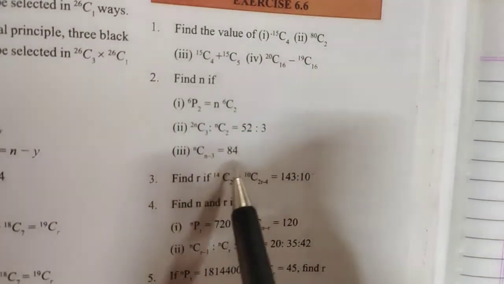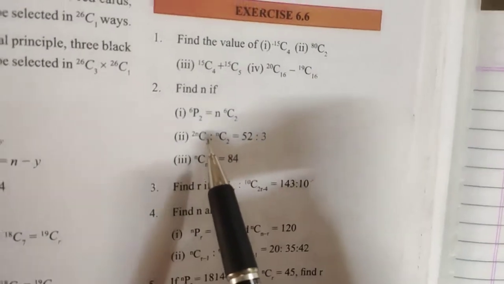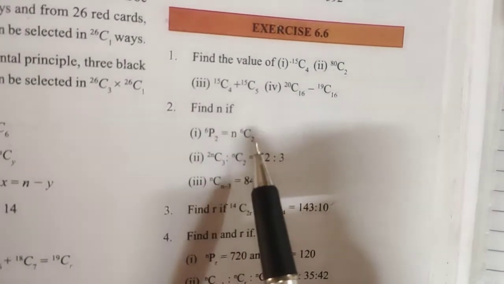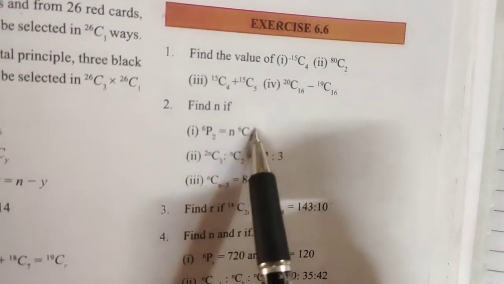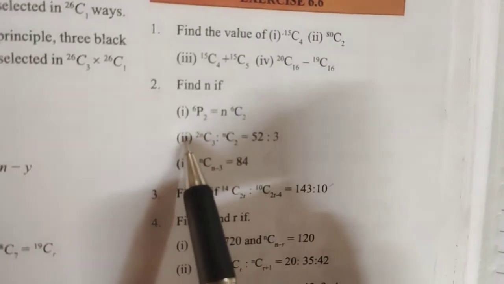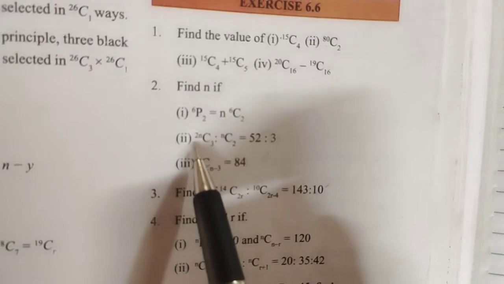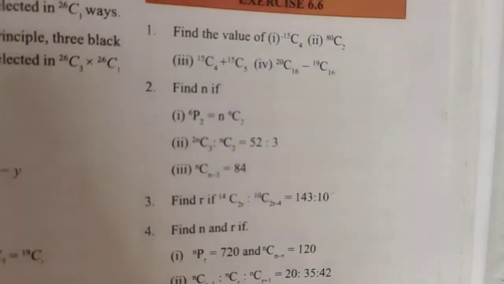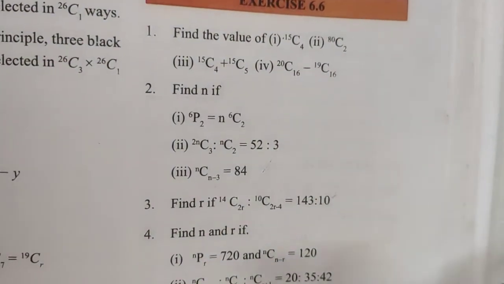Now in this question number 2, you have to use the formula of permutation as well as combination and then simplify it. And this second question is very much similar to the question which I have solved in case of permutation. Try to solve it. If you have any doubt, ask me. Okay.